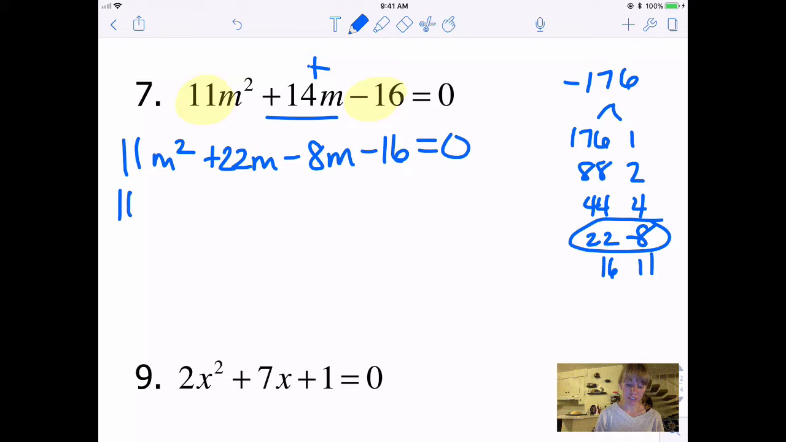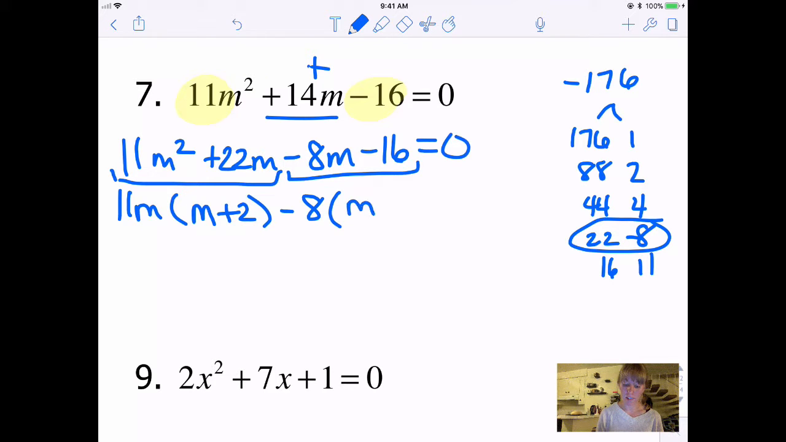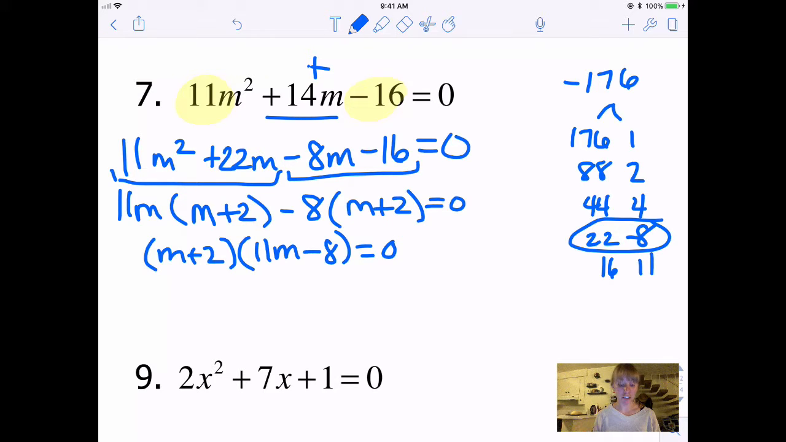So the first GCF, if I'm factoring by grouping, is 11m, and what's left is m plus 2. And in the second two terms, the second group, I keep that middle sign, so negative 8, and then m plus 2 is 0. So I get m plus 2, and 11m minus 8 equals 0. So that's kind of step one. I've factored. Now I notice that my multiplication sign is in the middle, so I can set each one equal to 0. M plus 2 equals 0, and 11m minus 8 equals 0.